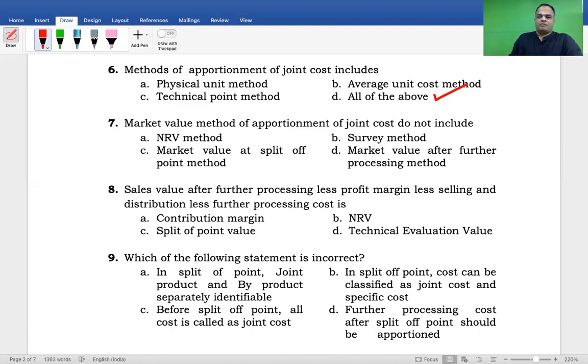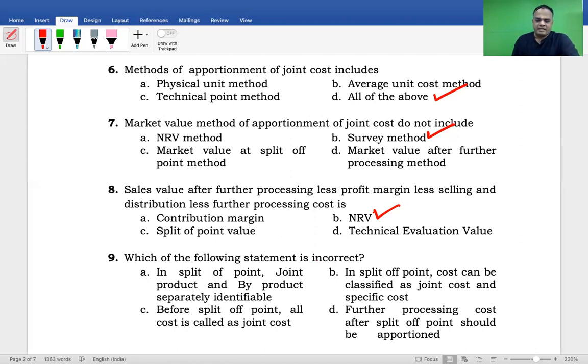Market value method of apportionment of joint cost does not include which? NRV, survey, market value at split off point, market value after further processing. Survey method does not come under market value method; it is the technical point or technical evaluation method. Sales value after further processing, less profit margin, less selling and distribution expenses, less further processing cost is called NRV. Sales minus variable cost is only the contribution. So the format for NRV is: sales revenue after further processing, less further profit, less further processing cost, less selling and distribution expenses is called NRV.